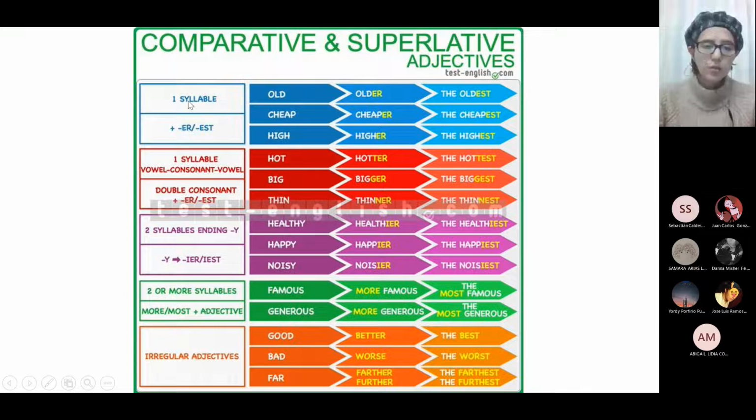¿Qué pasa con los adjetivos que solamente tienen una sílaba? Se le agrega el E y R. Yeah, for comparative, or EST for superlative. Yes, today we're going to focus only on the superlative. So it will be, entonces es slower, así, the slowest.